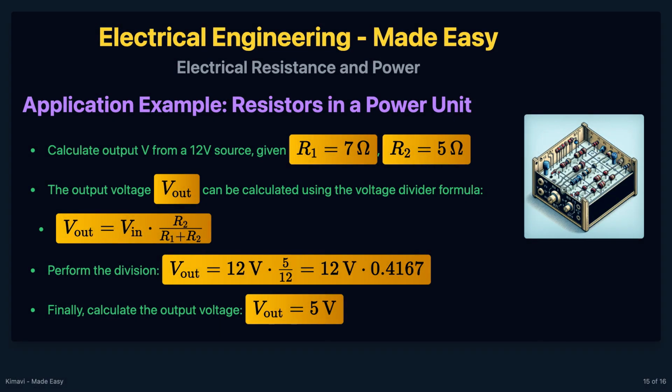In a power supply unit, resistors are used to regulate voltage levels. For instance, consider a power supply that needs to provide 5 volts from a 12-volt source using a voltage divider. Using resistors R1 equals 7 ohms and R2 equals 5 ohms, the output voltage is calculated as V out equals 12 volts times the ratio of 5 ohms to the sum of 7 ohms and 5 ohms, which equals 5 volts. This simple example demonstrates how resistors can be used to achieve desired voltage levels in practical circuits.